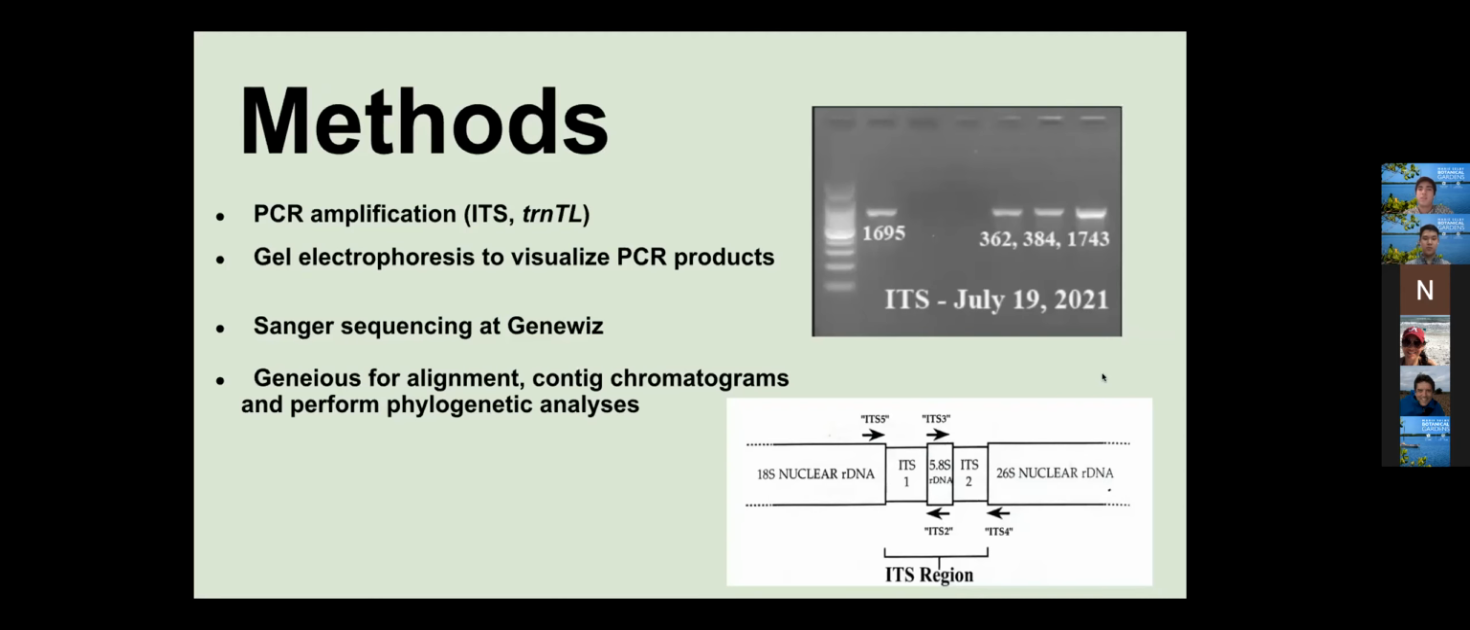We took the DNA samples and amplified them using PCR, or polymerase chain reaction. We visualized our products using gel electrophoresis and then sent those products to be sequenced at GENIUS. We used Geneious bioinformatics software for alignment and contig chromatograms and analysis. Lastly, we used ITS4 and ITS5 primers in our PCRs, which are usually around 20 bases long, and the region we aimed to PCR in our samples was over 750 base pairs long.